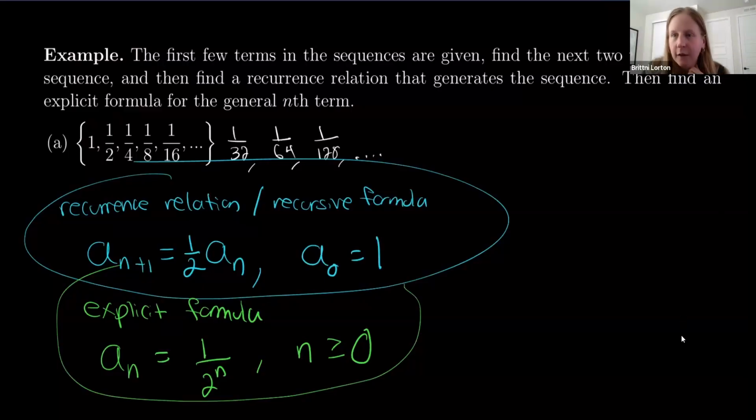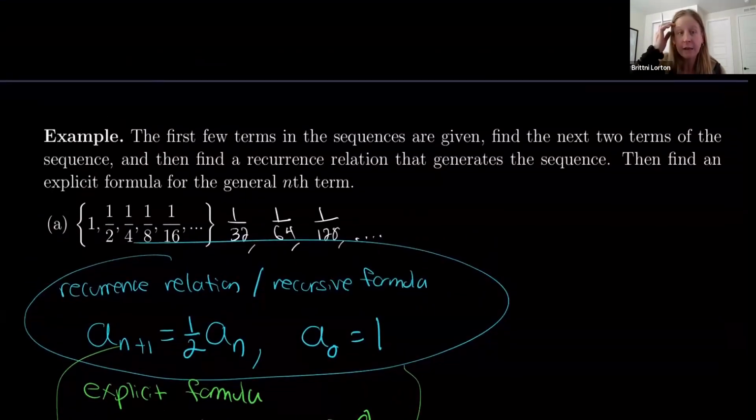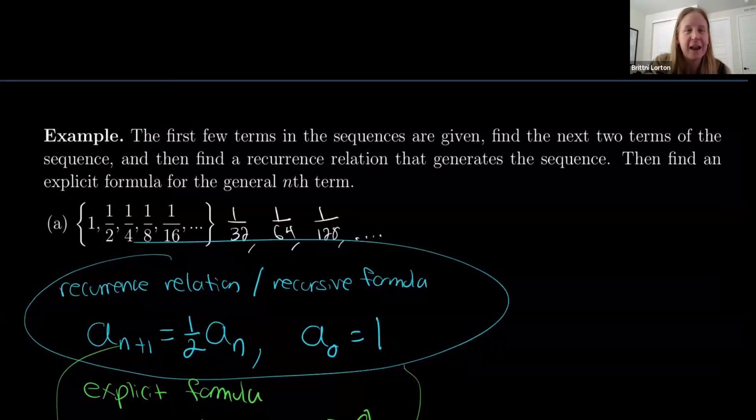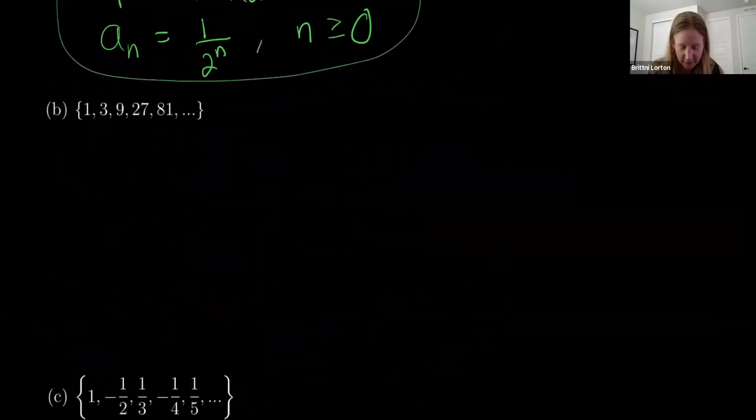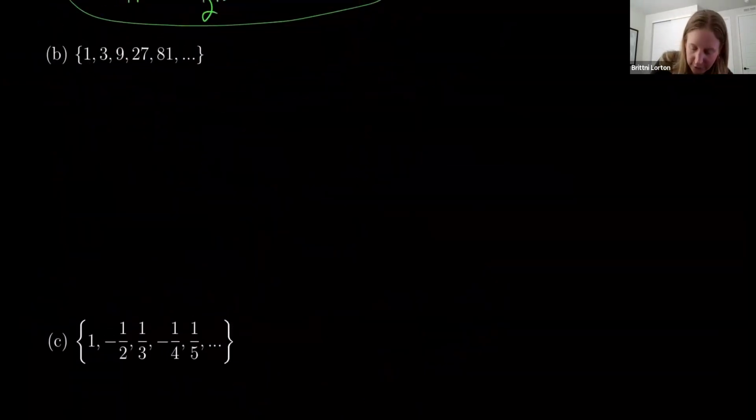Okay, let's do another example. So the same question, which is find the next 2 terms in the sequence, and then find a recurrence relation, and then find an explicit formula. So sort of the 3-part question. Let's do part B. First, let's list out the next few terms. I've got 1, 3, 9, 27, 81.